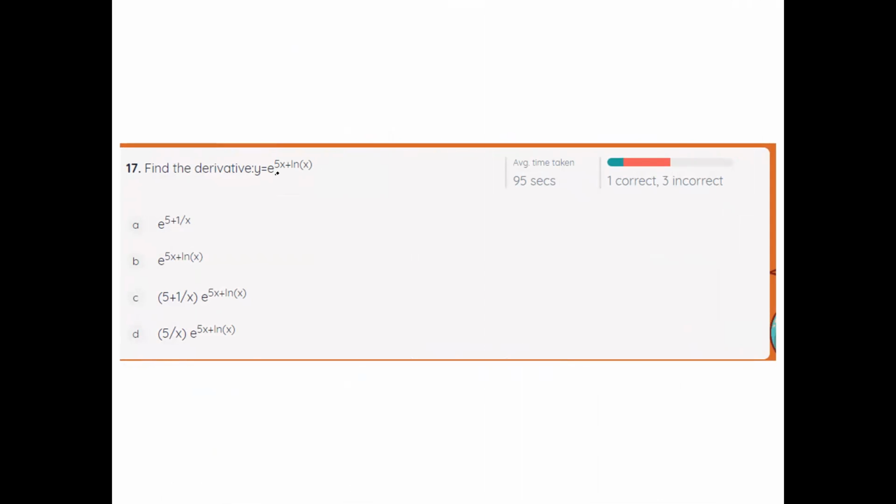So I'm going to let u be 5x plus ln x. So then u prime is going to be the derivative of 5x, which is just 5. The derivative of ln x is 1 over x. So then if I rewrite this, y equals e to the u. So then y prime will be e to the u times u prime.